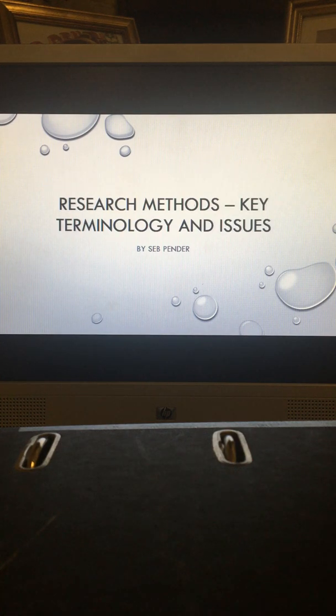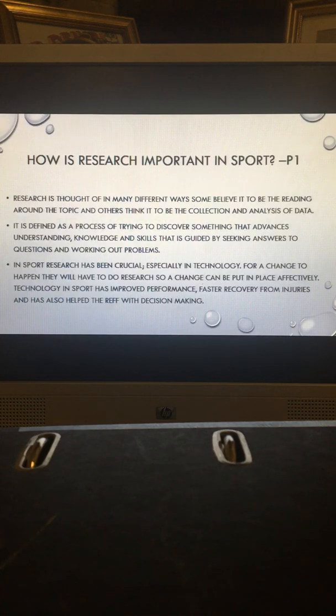Research methods, key terminology and issues. There are many ways in which research is said to be. It is thought of as reading around the topic and also the collection and analysis of data. The definition is a process of trying to discover something that advances understanding, knowledge and skills, that is guided by seeking answers to questions and working out problems.